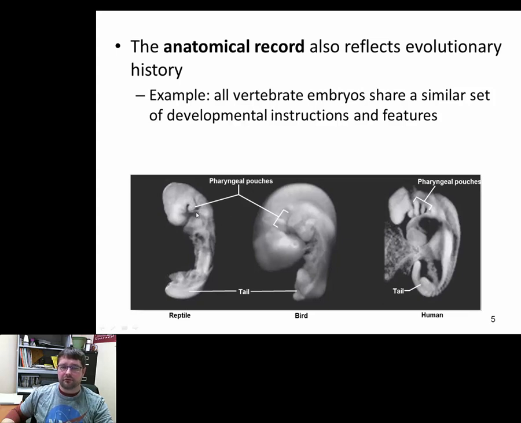Okay? But nonetheless, you can see the pharyngeal gill pouches on a human much larger and much more distinguished than you would see on a bird or a reptile. Okay? And Darwin noticed this very early on in his gathering of information.